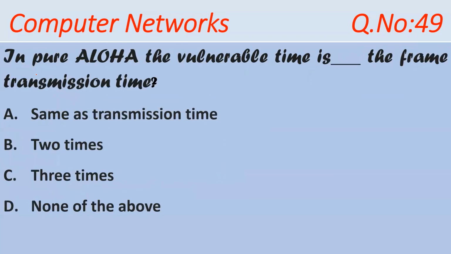So next question is, in pure Aloha, the vulnerable time is dash, the frame transmission time. Okay, so what is the vulnerable time? Vulnerable time is the time during which there are chances of collision. So the vulnerable time in pure Aloha is calculated as 2 into TFR. TFR is nothing but frame transmission time.